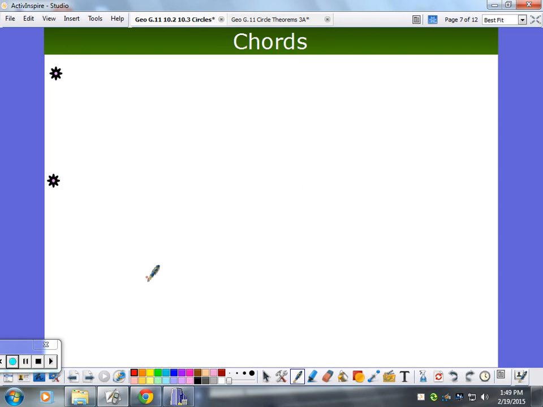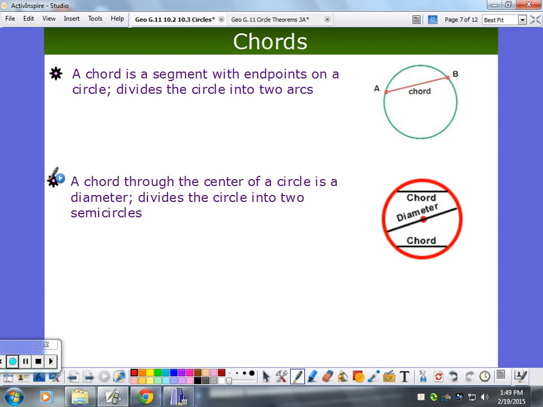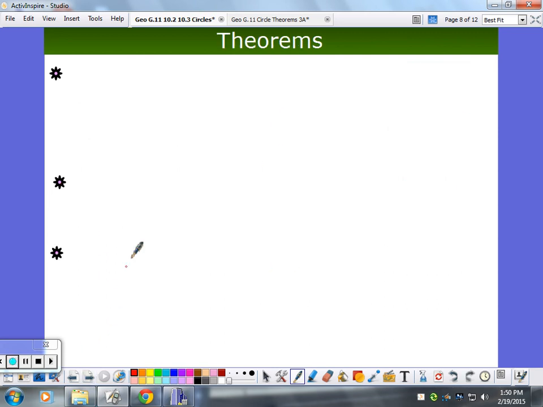All right, let's look at chords. We're on the back now. Just to review what a chord is, it's a segment with endpoints on a circle, and you get 2 arcs. So here is my chord AB, so I have a minor arc here, and I have a major arc on the other side. If one of my chords is a diameter, then I get 2 semicircles when I look at the 2 arcs that are formed. So these are some of the theorems.